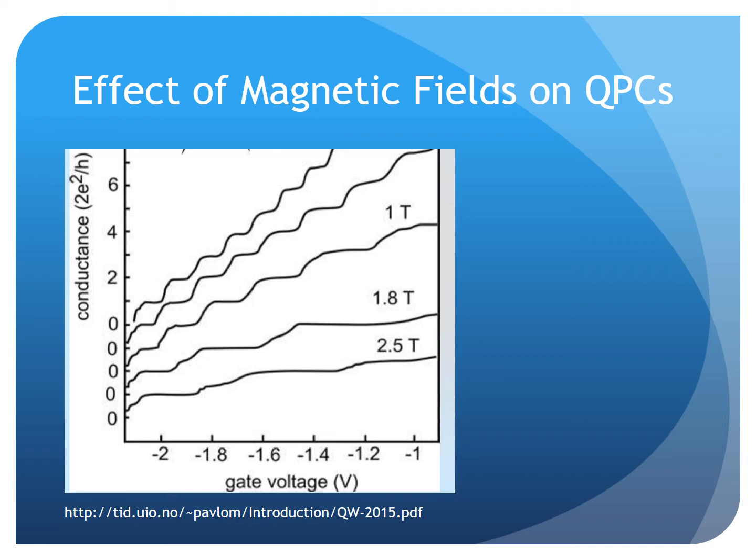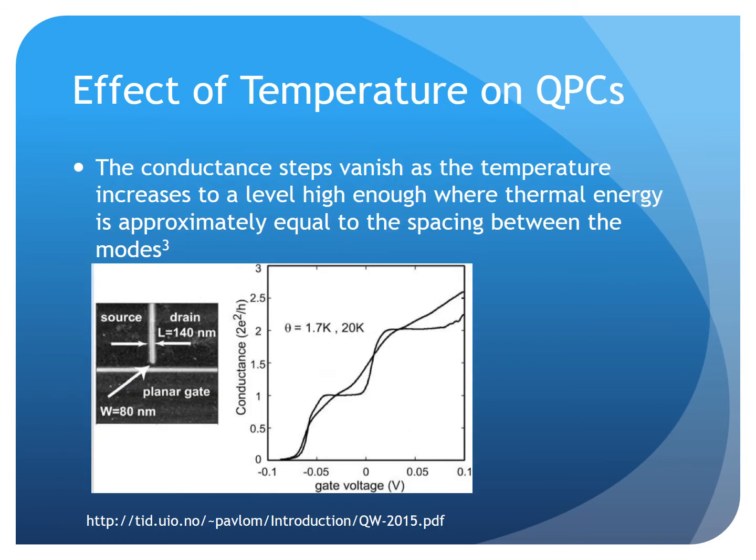Additionally, other aspects do influence the performance and characteristics of quantum point contacts. One of the big aspects of this is the effect that temperature has on the system. Normally when this experiment is carried out, it's carried out at around 4.2 Kelvin. In this case, it looks like it's even 1.7 Kelvin. So that's at a very low temperature where you can have very distinctive spacing between the modes.